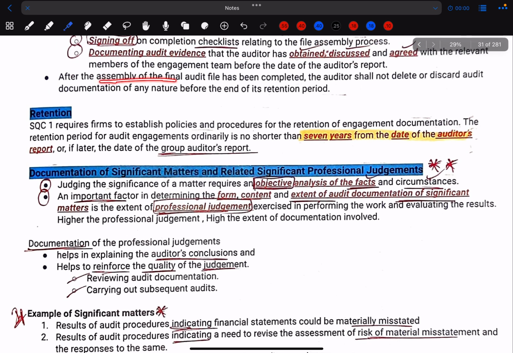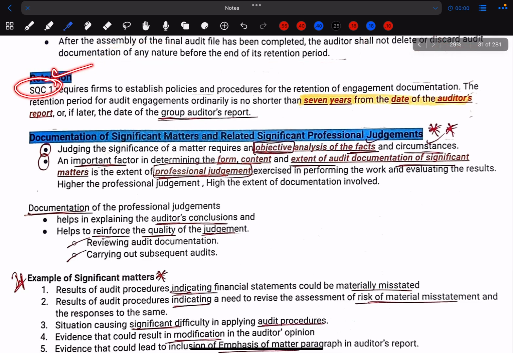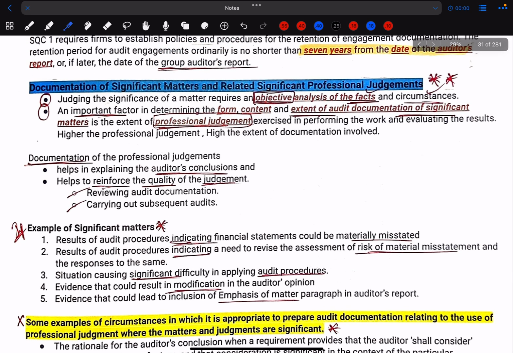And after the final assembly is done, the auditor shall not delete or discard audit documentation of any nature before the end of the retention period. So retention period according to SQC1 is 7 years from the date of audit report, and in case of group audit, the date of the group audit report. Then documentation of significant matters and significant professional judgment.